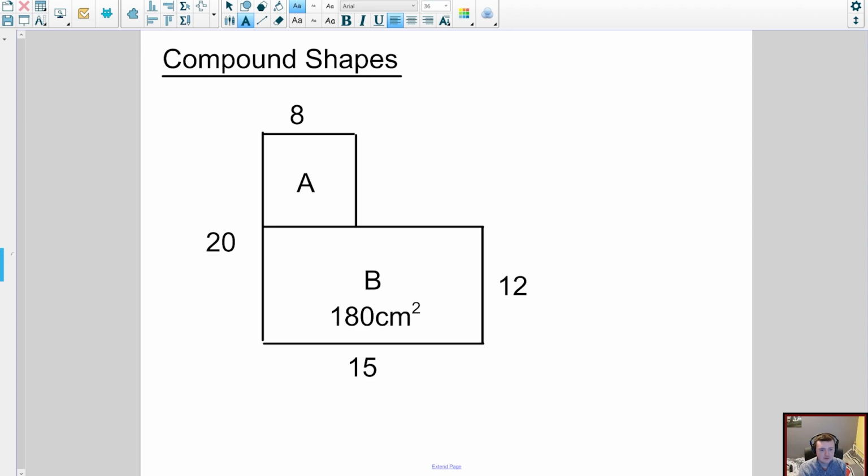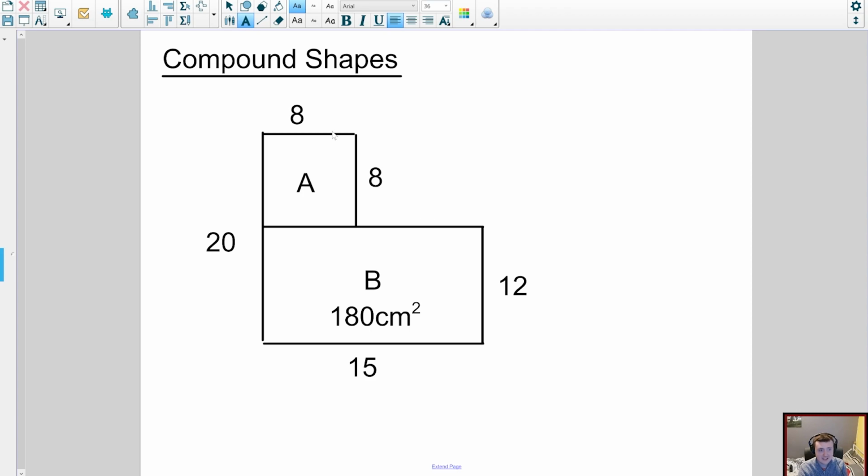So, we've got 180 for B. But for A, I've only got an 8 here, and I don't want to use the whole 20 because that's too long. So I need to work out what this length is going to be. Well, I know that this is 20, and I know that this bit's 12. So what's left to make 20? Well, 20 take away 12 is 8. So what I've actually got is a square here of 8 by 8.